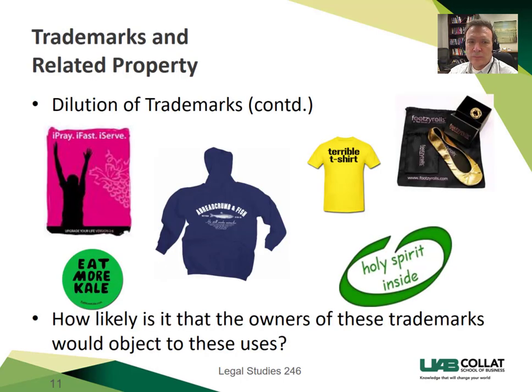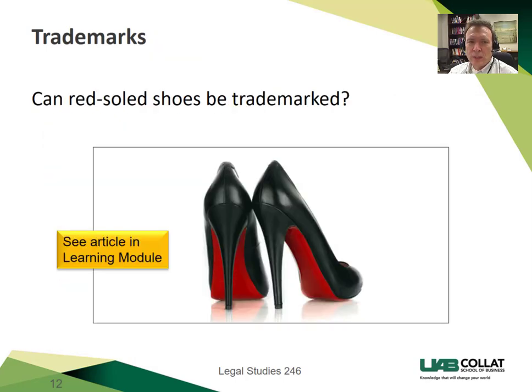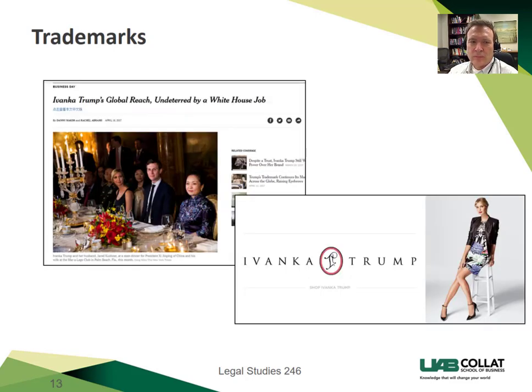Moving on to intellectual property, we'll be talking about trademarks and how important it is not to allow them to become diluted, as is being attempted in these examples shown here. We'll be talking about some things that might not be obvious that can be trademarked. Can you trademark shoes simply because they have red soles? We'll look at the article in the learning module on that.